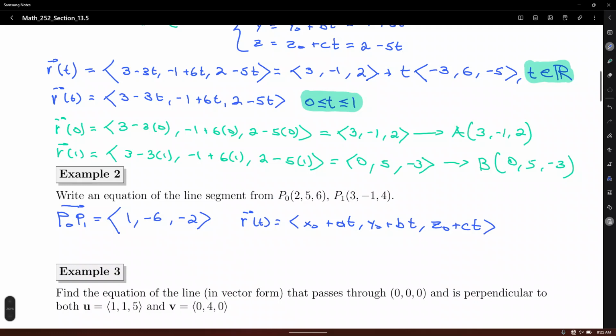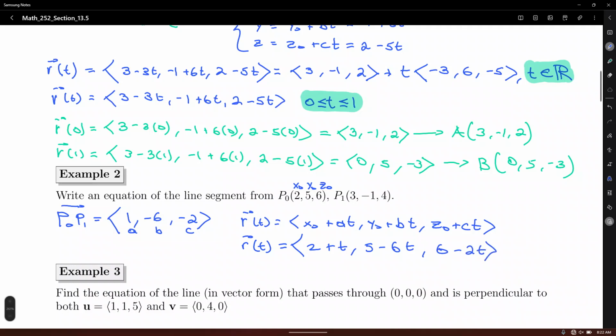What is x naught, y naught, z naught? So this is x naught, y naught, and z naught. Those are the coordinates of the initial point. What is a, b, and c? These are a, b, and c, the components of the direction vector. Let's just substitute. As you can tell, it's very formulaic. All we need is to add and subtract numbers. So x naught, that's 2 plus a, so 2 plus t, comma 5 minus 6t, and z naught, which is 6 minus 2t.